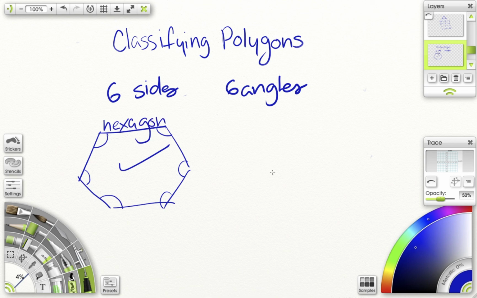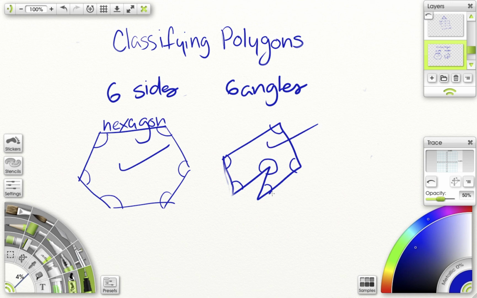Let's just try a random 6-sided shape. So we have 1, 2, 3, 4, 5, and 6. Oops. So we have 6 sides. How many angles do we have? We have 1, 2, 3, 4, 5, 6. So this shape works because we have 6 sides and 6 angles. So those angles are basically your corners.